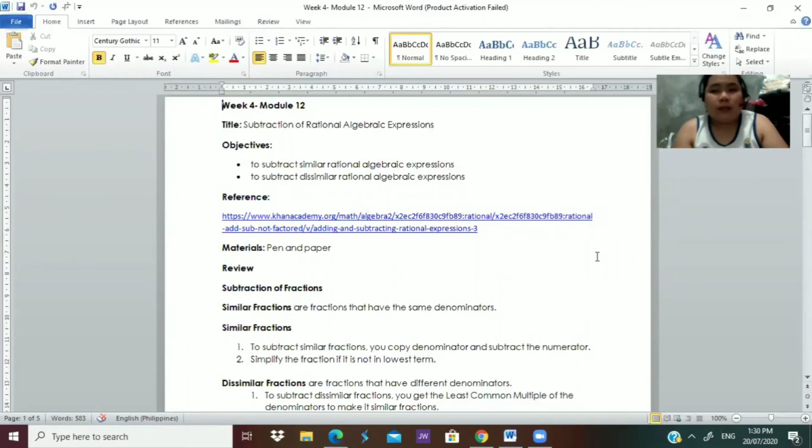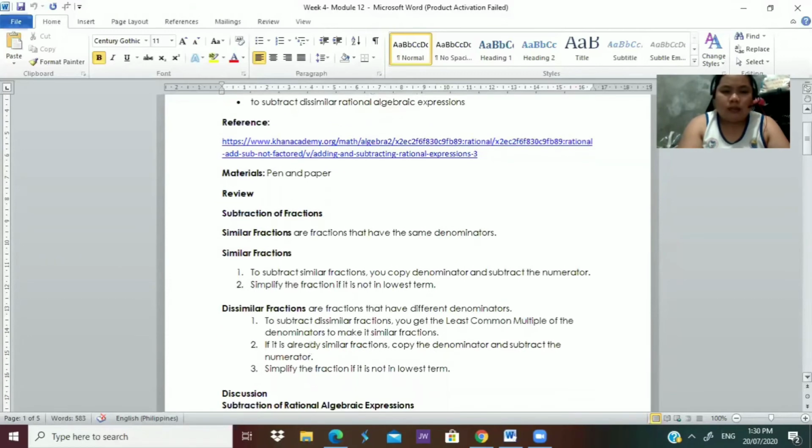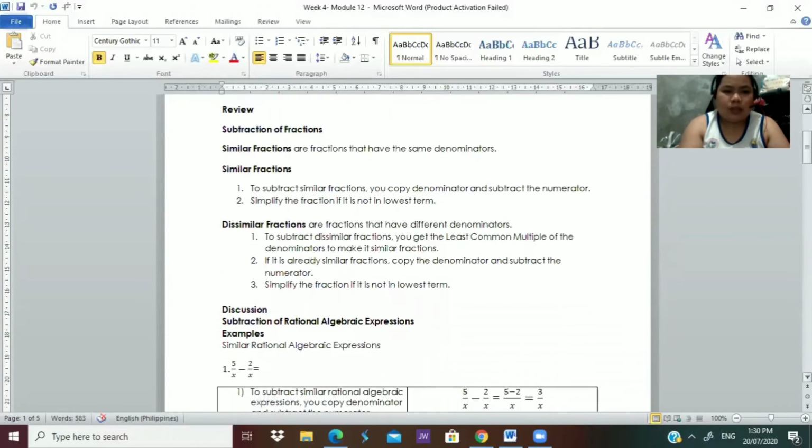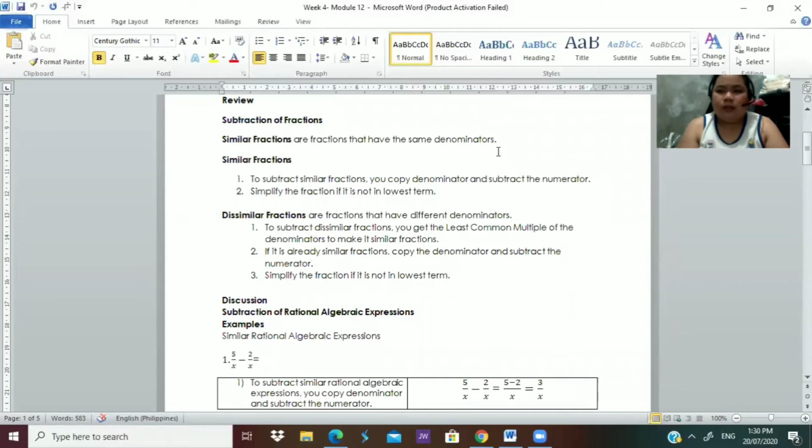So meron tayong dalawang objectives. Una, to subtract similar rational algebraic expressions. And the second one is to subtract dissimilar rational algebraic expressions. So, yung una sa similar rational expressions, i-apply natin yung proseso sa pagsusubtract ng similar fractions.